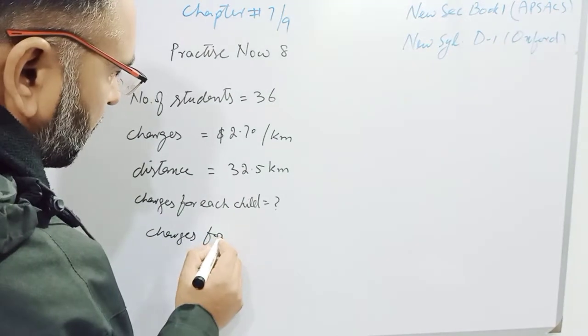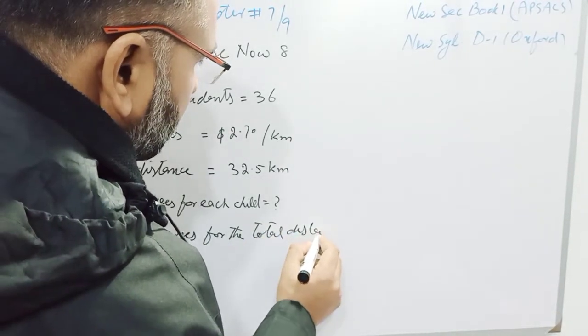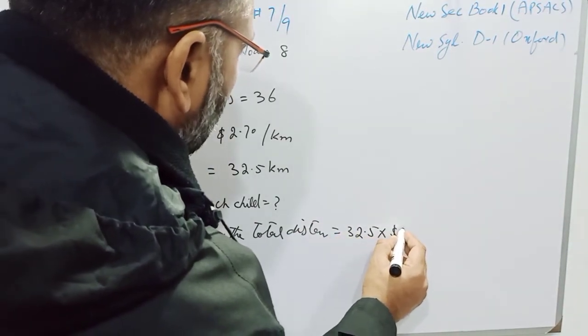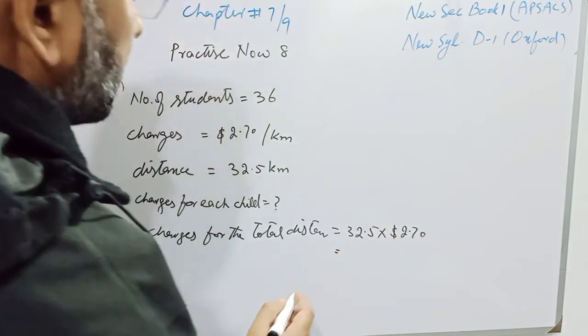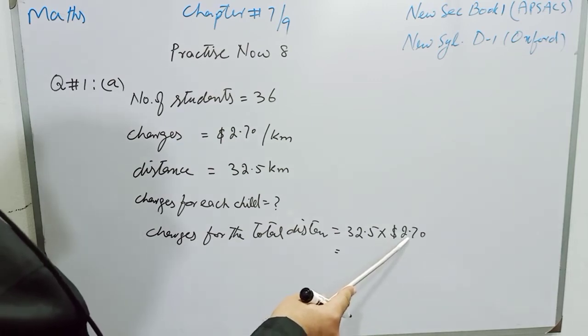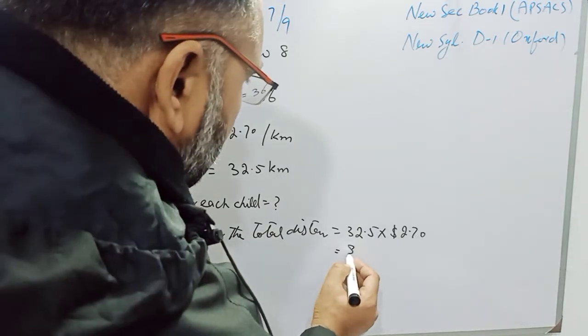Charges for the total distance will be 32.5 multiplied by $2.70. As students, for 1 kilometer the charges are $2.70, and we have to find the charges for 32.5 kilometers. So we will multiply 32.5 by 2.70, and the total charges will be $87.75.